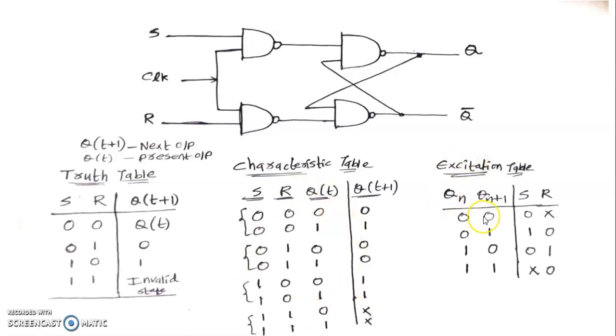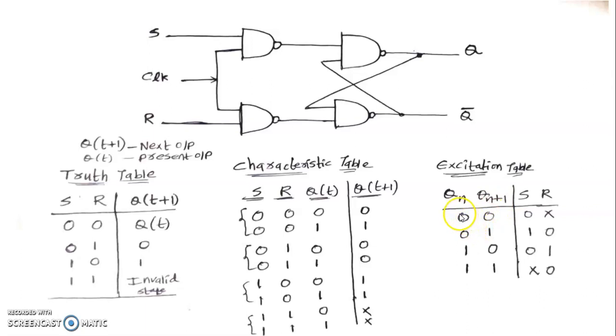Now we see the excitation table. Excitation table gives the information such that, if I want to go to this state from this state, what are the inputs I have to apply to the flip-flop? Here Qn is the present output and Qn plus 1 is the next output. Suppose I want to change from 0 to 0, what is the input I have to apply? Suppose I want to change from 0 to 1, what is the input I have to apply? If 1 to 0 I have to change, what are the inputs I have to apply? That information can be obtained by using the excitation table.